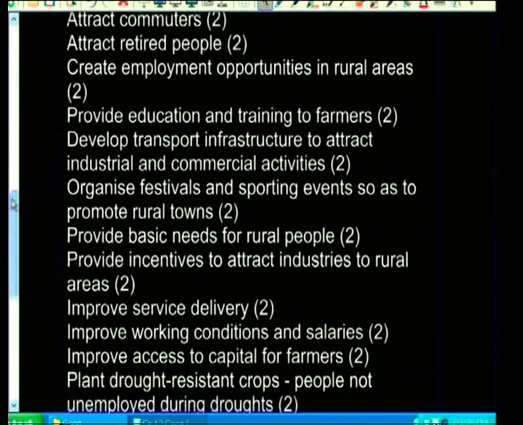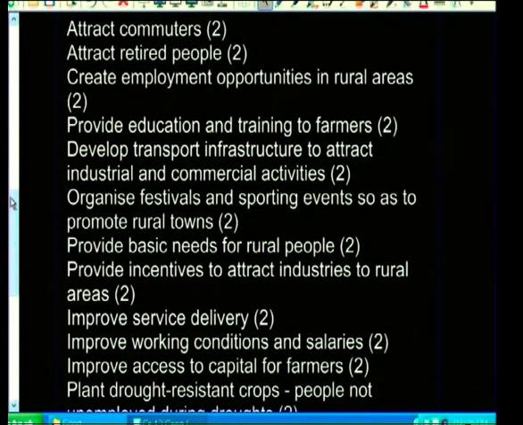Number 2, attract retired people. Okay, so people who are tired of living in the city life, the busy, the fast pace, they can go and live in these rural areas where it's quiet and it's peaceful. And also in terms of their status, retired people don't have a lot of money, and therefore it might also be cheaper for them to live in the rural area.